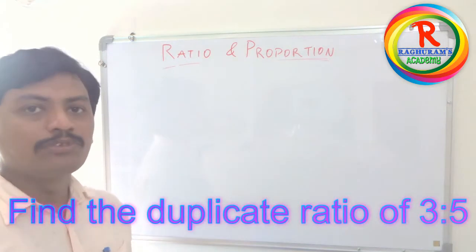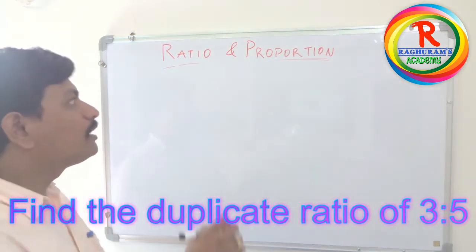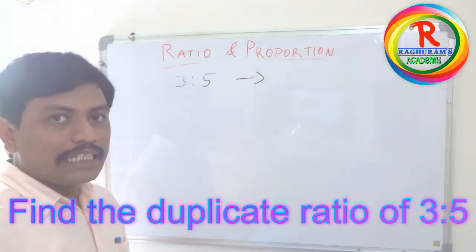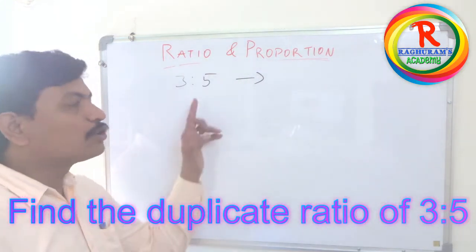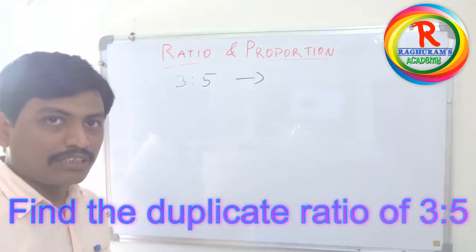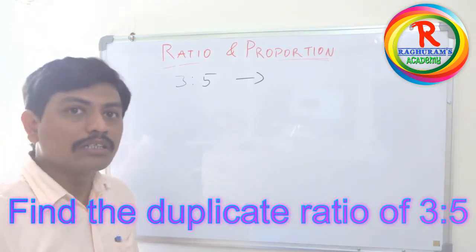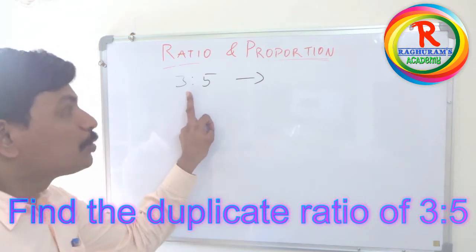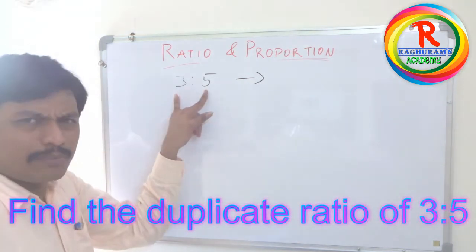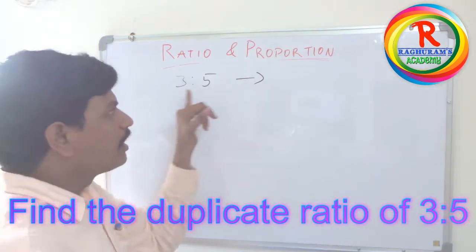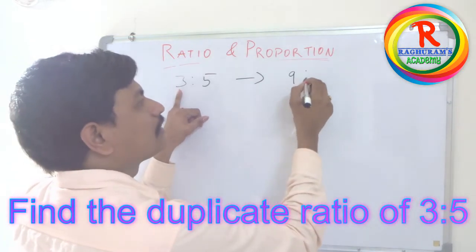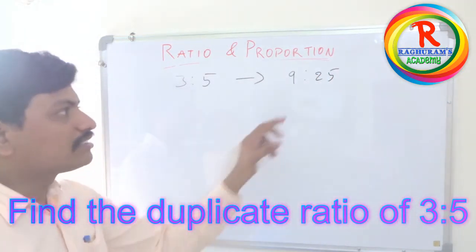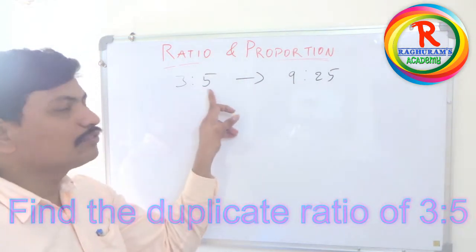Let us see the next problem. Find the duplicate ratio of 3 is to 5. In my first part I have explained what a duplicate ratio is, and the types of ratios, so you can watch my first part to learn how to find the duplicate ratio. So how do you find the duplicate ratio? Just take the square of it. 3 square is 9 and 5 square is 25. So 9 is to 25 is the duplicate ratio of 3 is to 5.